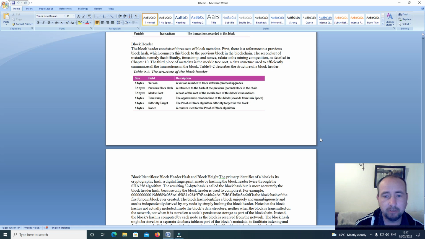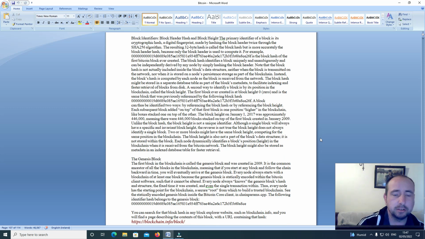First, there is a reference to a previous block hash, which connects this block to the previous block in the blockchain. The second set of metadata, namely the difficulty, timestamp, and nonce, relate to the mining competition as detailed in Chapter 10. The third piece of metadata is the Merkle tree root, a data structure used to efficiently summarize all transactions in the block. Table 9.2 describes the structure of a block header.